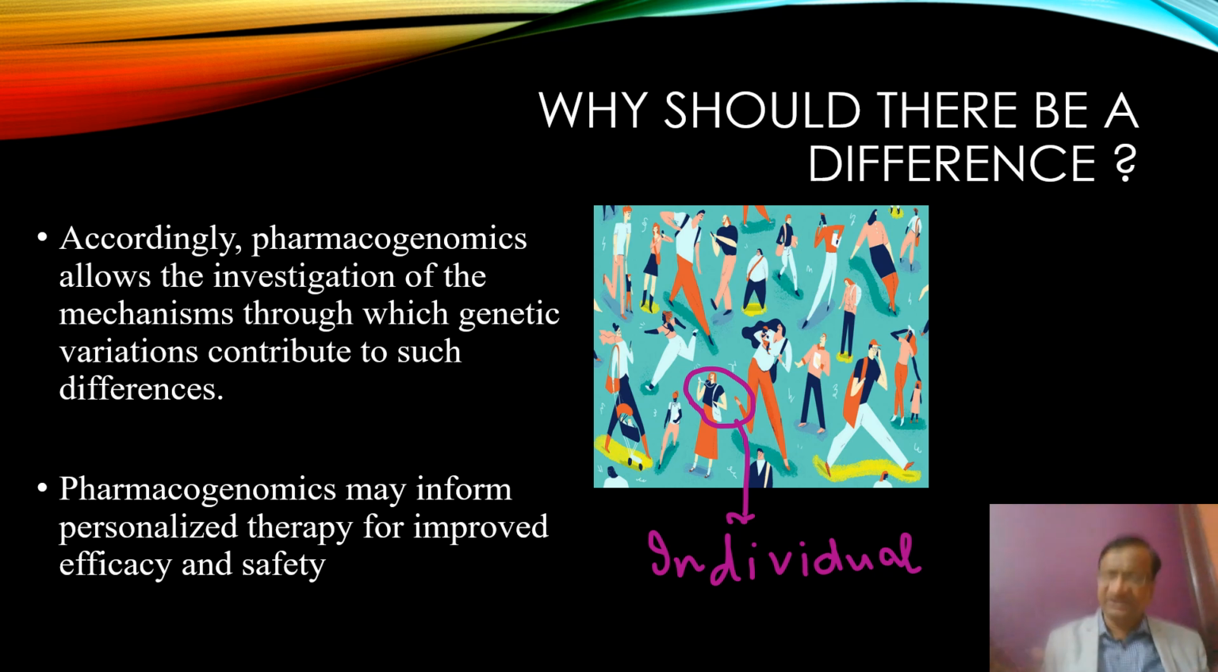Now, why should there be a difference? One fellow has 108, one fellow has 1008. Why should there be a difference? Accordingly, this is what the genetic variations contribute. The genomic sequencing, the genomic variations, make the difference. So we study the whole genomics and tailor it to one patient for improved efficacy and safety. You study the genomics, you make it personalized and give the drug so that it is efficacious and it is safe.